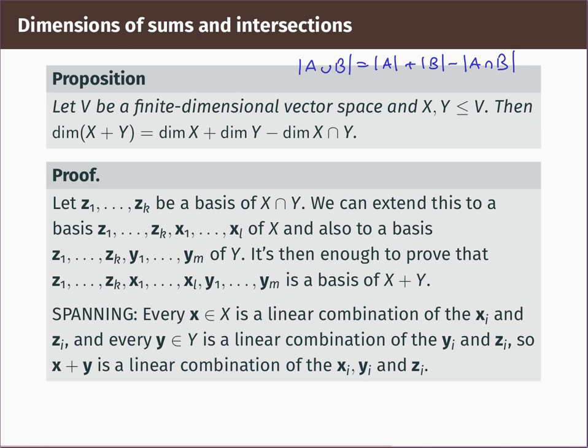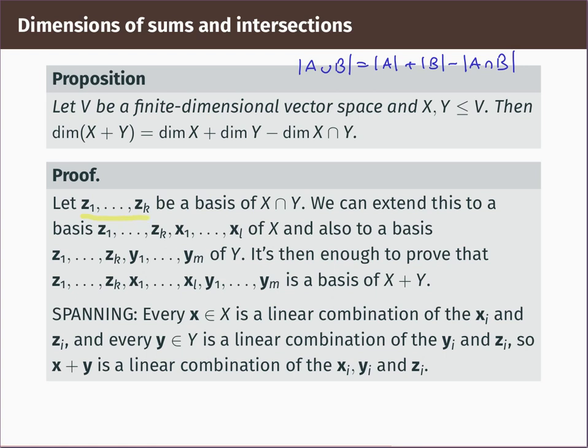The proof just comes from using the extension to a basis result, which we proved in the last video, a lot of times. So let's begin by taking a basis for X intersect Y. X intersect Y is a subspace of V, so it's finite dimensional, so we know it has a basis. And we'll give a name to that basis, which is z1 up to zk.